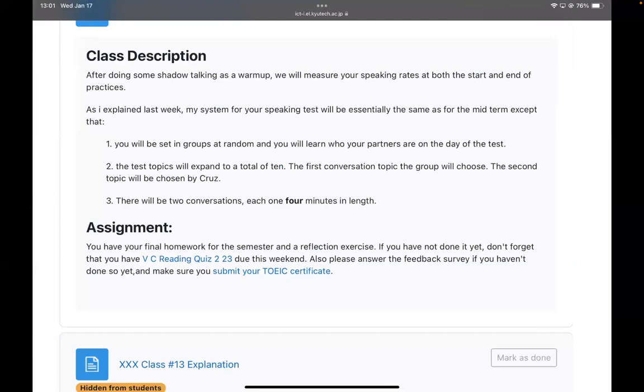There will be two conversations. Your group can choose the first topic of the conversations, and I will choose the second one. And there will be 10 topics this time, not 5. There will be 10 topics that you will have to be ready to talk about with the people that you are not going to know who they will be until I tell you who they are, okay? And each conversation this time will be 4 minutes long, not 3 minutes, 4 minutes long, okay?